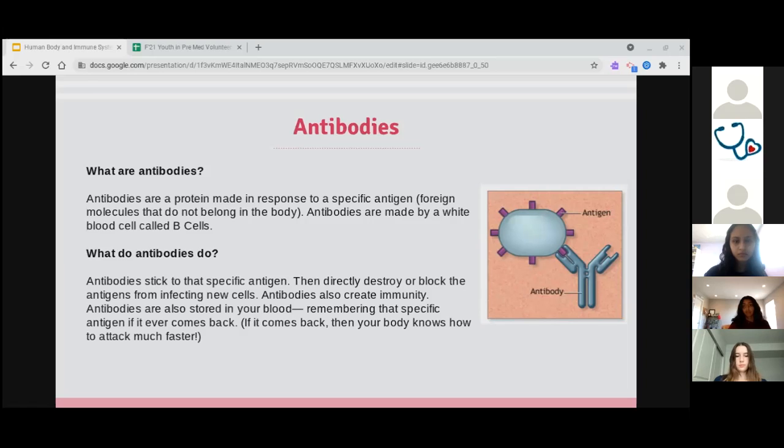Antibodies also create immunity. Antibodies are also stored in your blood, remembering that specific antigen if it ever comes back. If it comes back, then your body knows how to attack much faster. Now let's move on to the complement system.